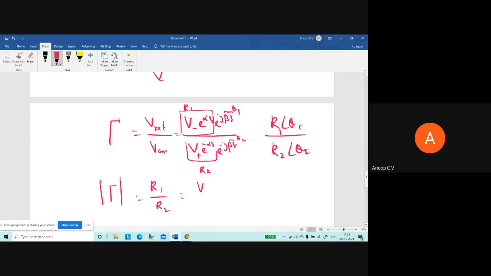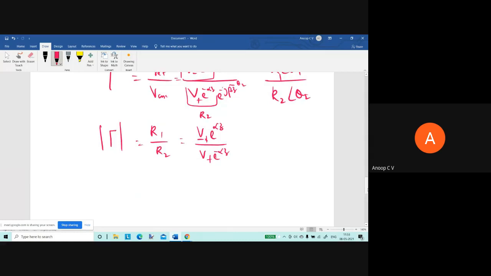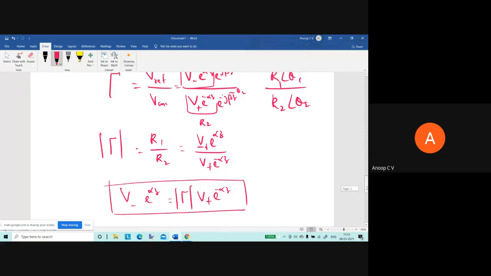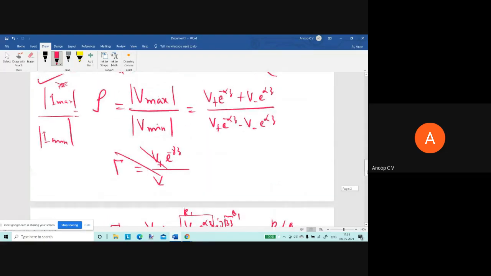That is V minus e power alpha z divided by V plus e power minus alpha z. This is the mode of gamma. So I can write V minus e power alpha z as V plus e power minus alpha z into mode of gamma. So I can substitute this in the equation of rho.